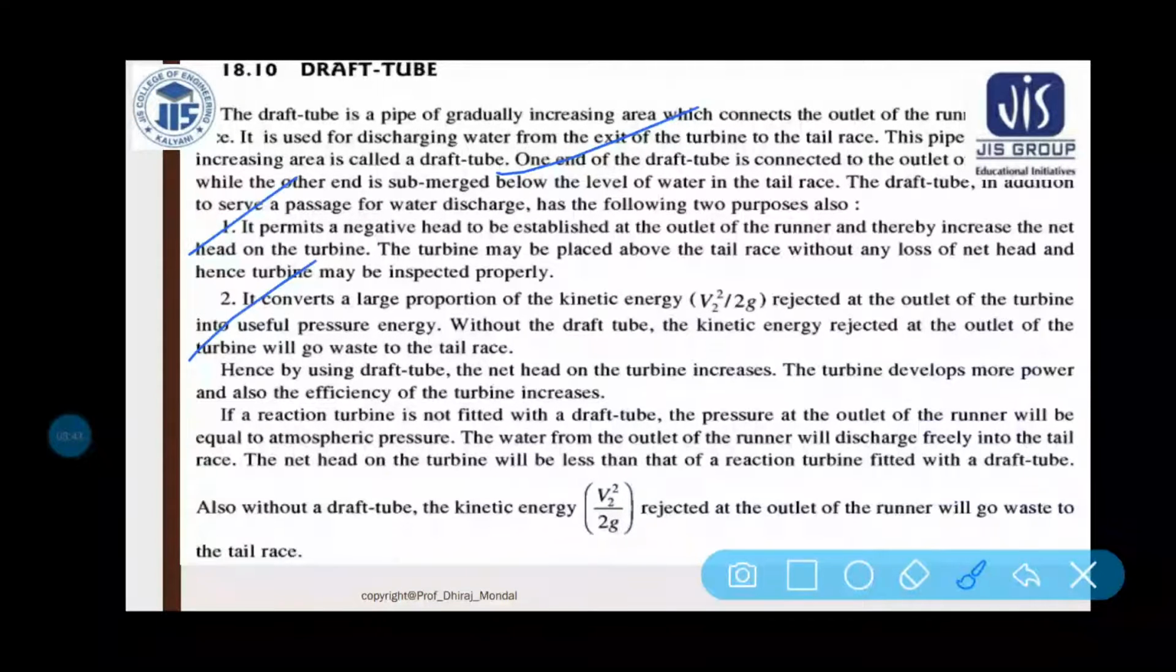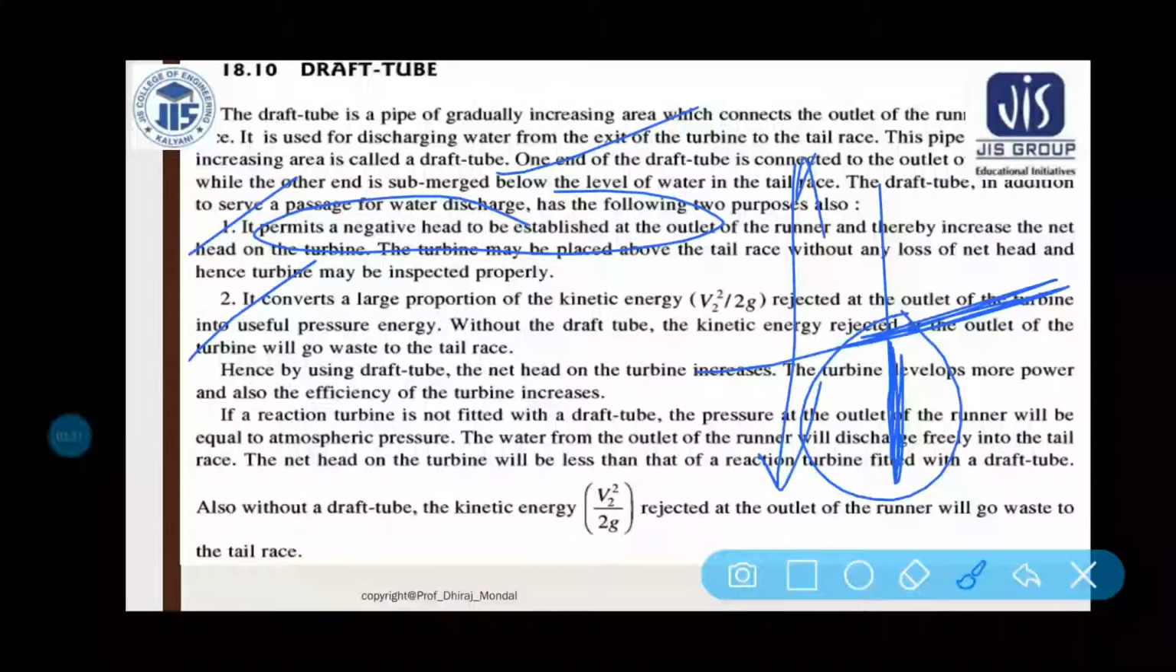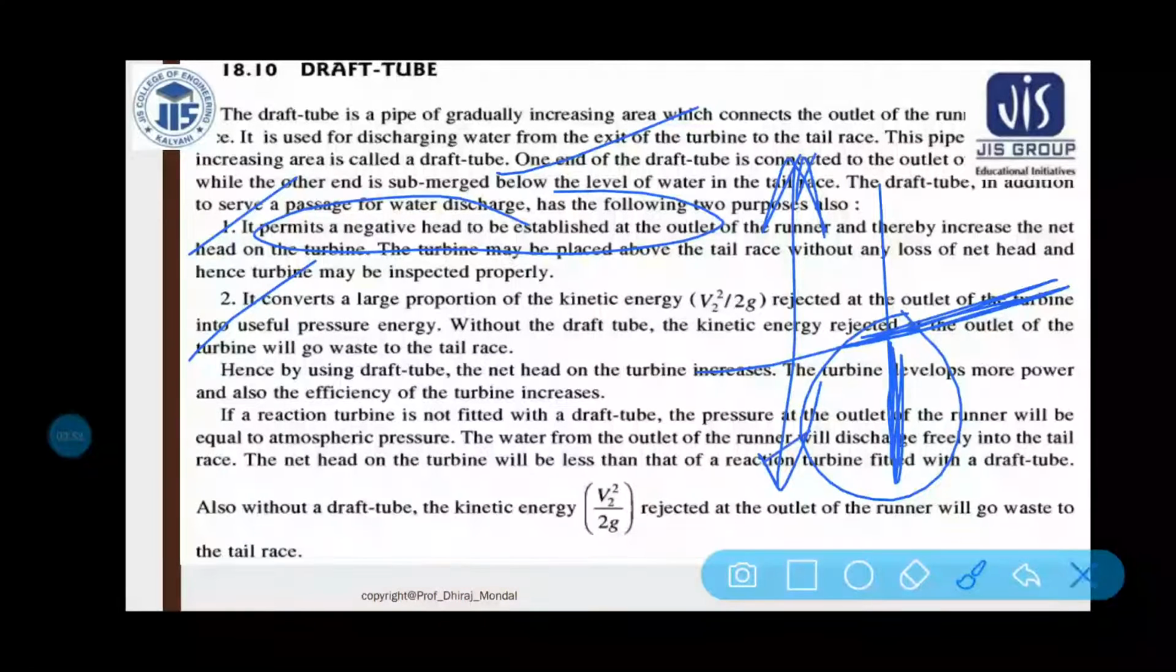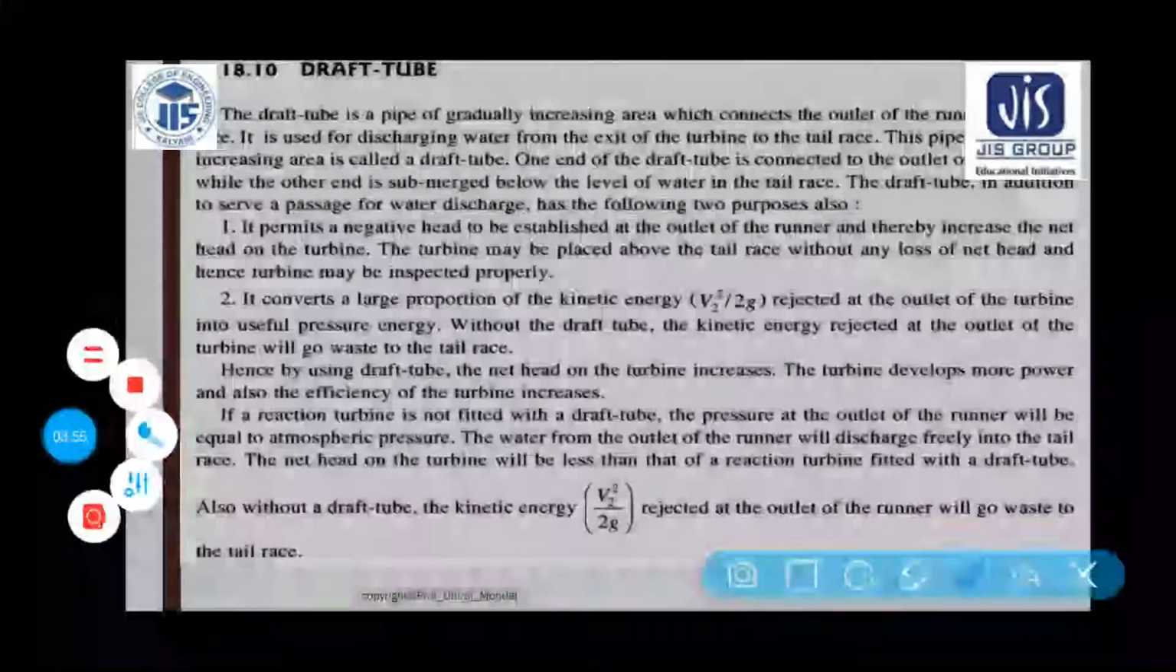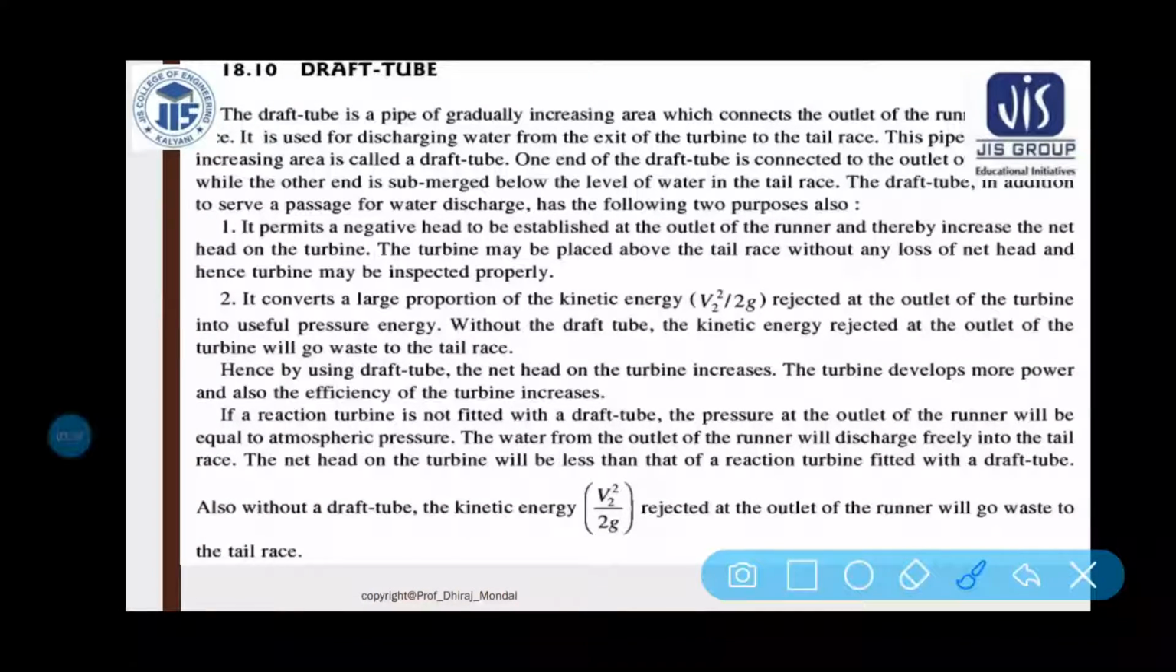Basically a negative head is established here. If this is the water level, then this much head we are getting. Because of the negative head, the total head, the net head, is increasing. Come to the next point.